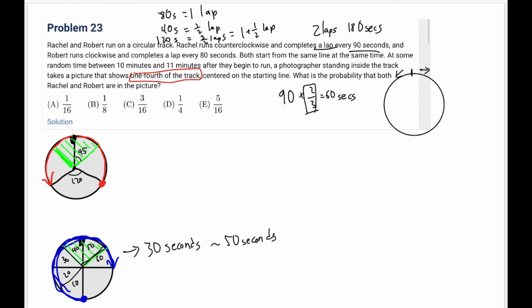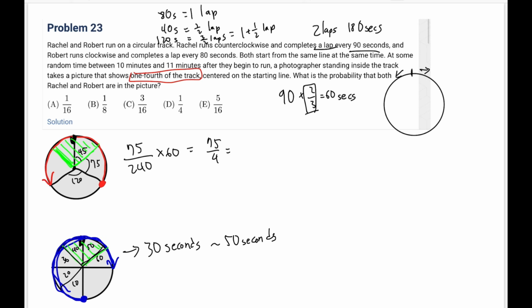And so since this is 120 degrees and this is also 120 degrees, then this angle would be 75 degrees, right? So the total is 240 degrees. So 75 degrees of 240 degrees, and then multiply it by 60 seconds, because this is the specific number of seconds that Rachel could have been in the picture frame. So this is 75 over 4.